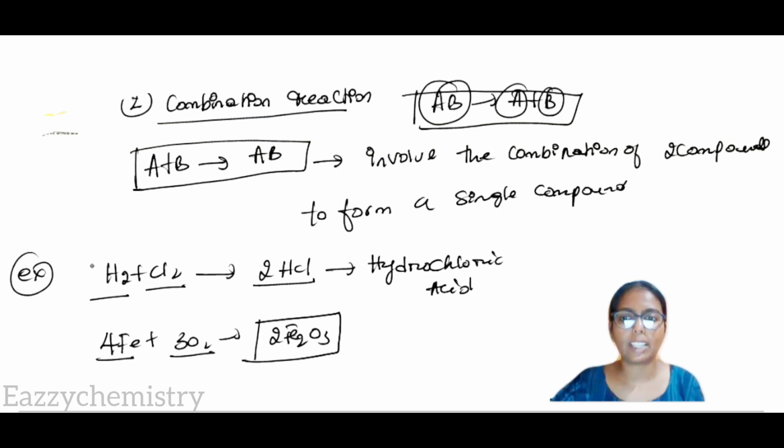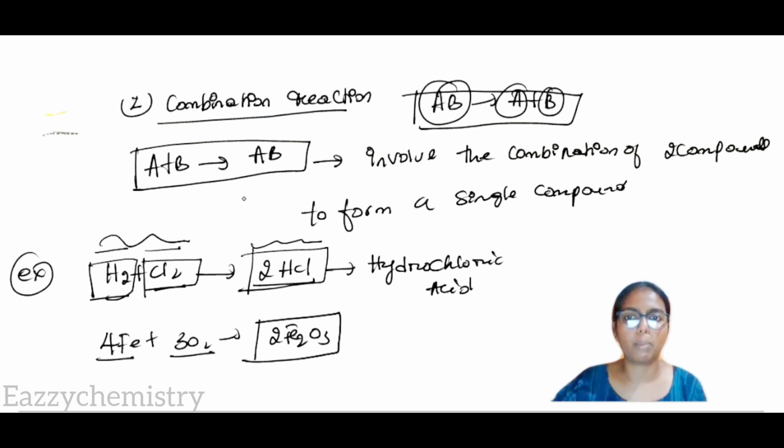In general, we can say that two lighter compounds or two single compounds can merge together to form one single compound. These two are the individual compounds that get merged together to form one single compound. So this is an example and the definition of the combination reaction.